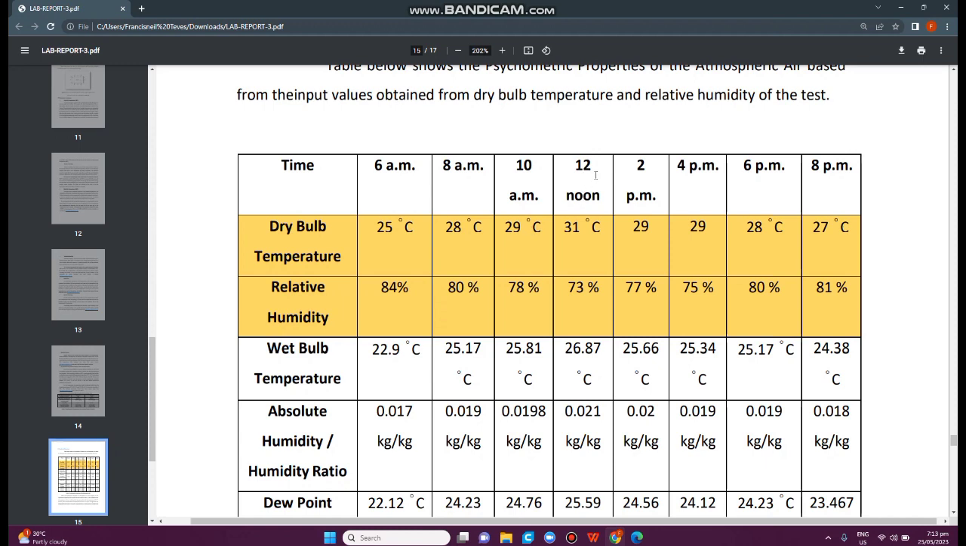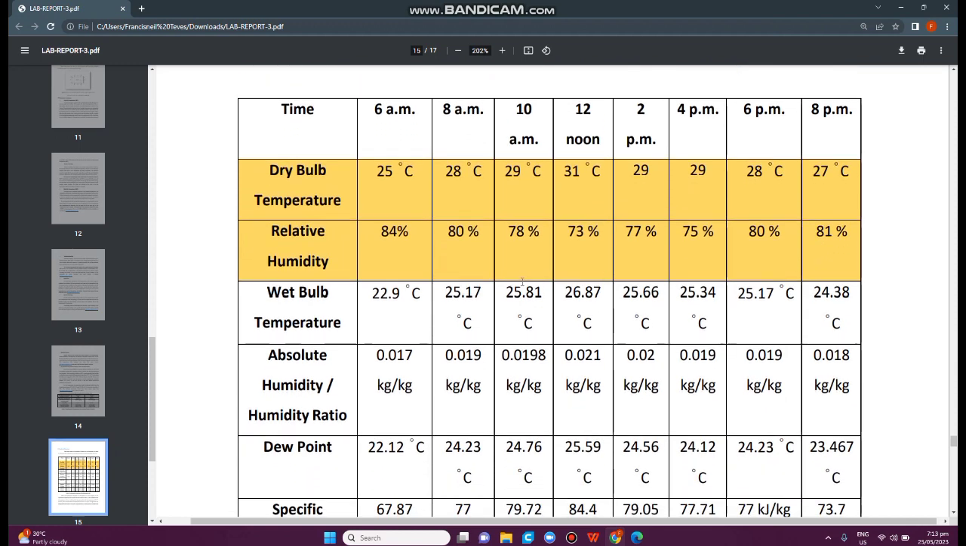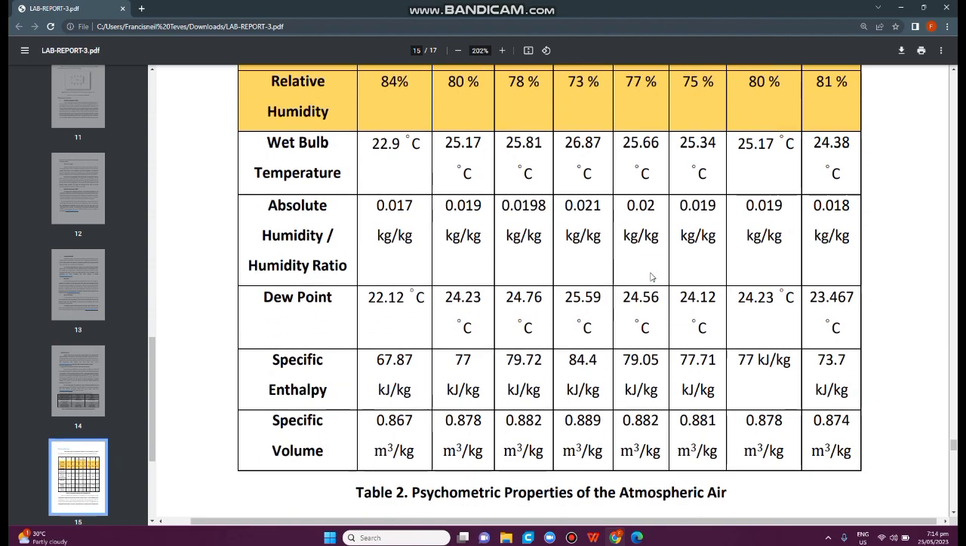And at 12 noon, we got 31 degrees Celsius. As we can see, 12 noon had the highest temperature. At 8 p.m., the temperature was 27 degrees Celsius. In relative humidity, we got 84% at 6 a.m., 80% at 8 a.m., and up to 8 p.m. we got 81%. So here are the data we obtained.